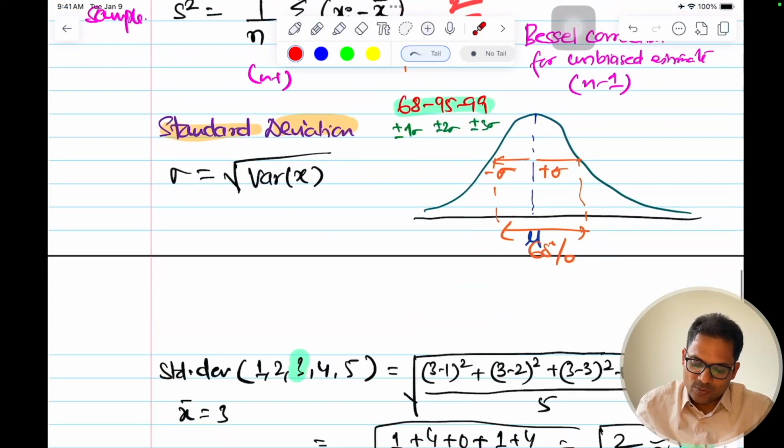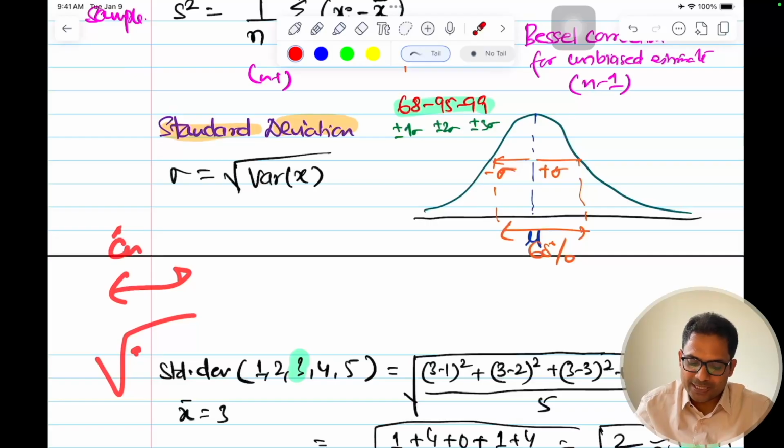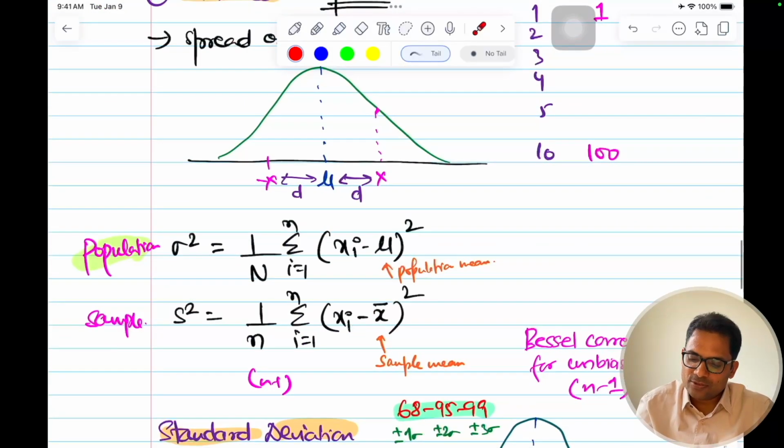And standard deviation is the square root, so the units will become the same as the distance. For example, if I'm measuring height in centimeters, my standard deviation will be in centimeters, but my variance will be in centimeter squared.